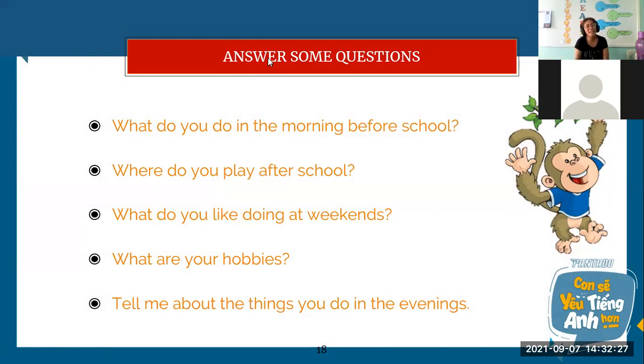Okay, number 2. Where do you play after school? I don't know. I forget. Okay. What do you like doing at weekends? I like to go to, I don't know how to say, like a playground. Okay. 4. What are your hobbies? I have a lot, but now I don't have any. My favorite hobby is football and basketball. Okay.